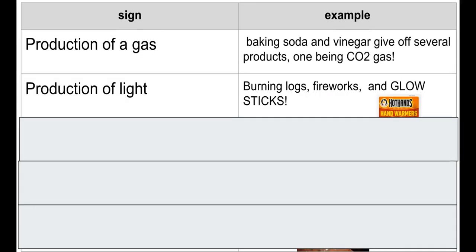Another sign that a chemical reaction has occurred is the production of light. You've all seen burning logs, seen a fireworks show, and I'm sure you've played with glow sticks. But have you ever wondered how glow sticks actually work? Check out this clip to find out.